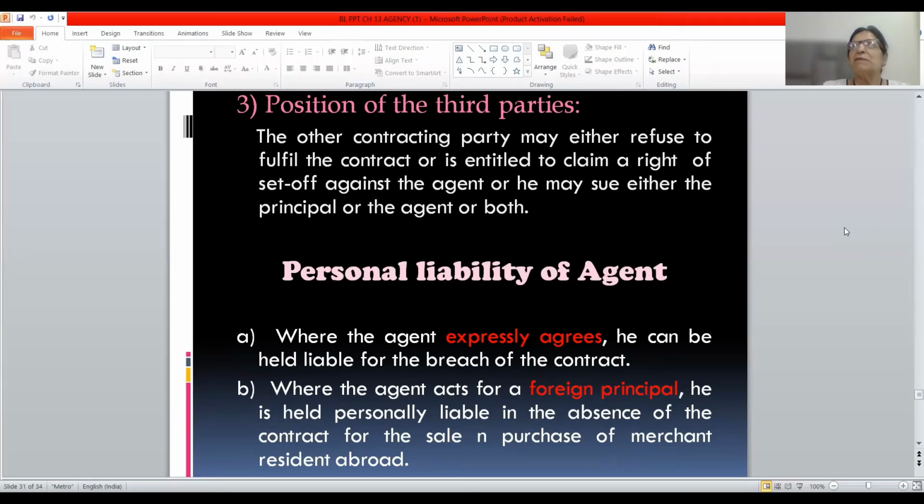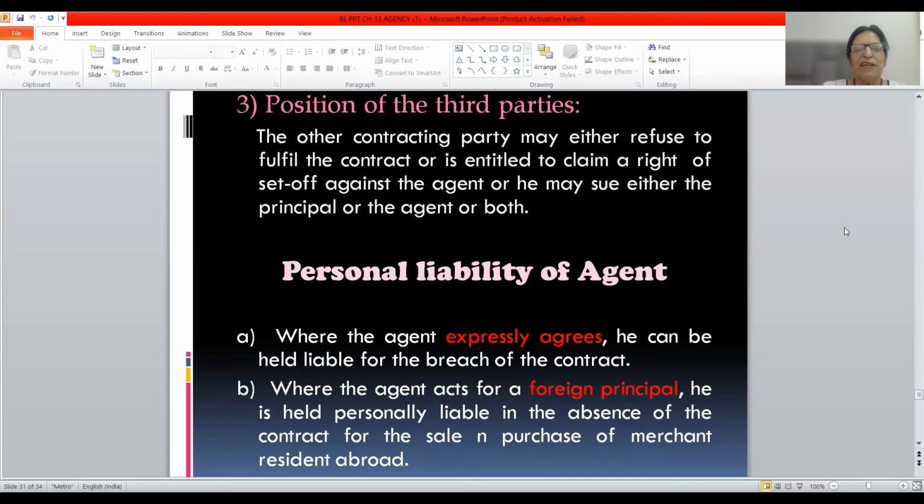So friends, I have explained the position of the agent, the position of the principal, and the position of the third party. In a way, I have completed the heading of liability of the named principal, unnamed principal, and undisclosed or concealed principal. Now the second last heading is the personal liability of the agent.